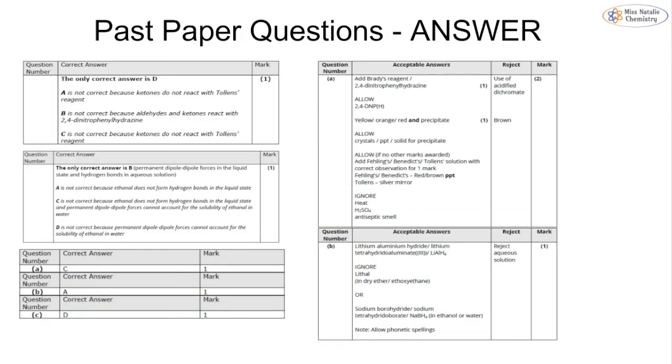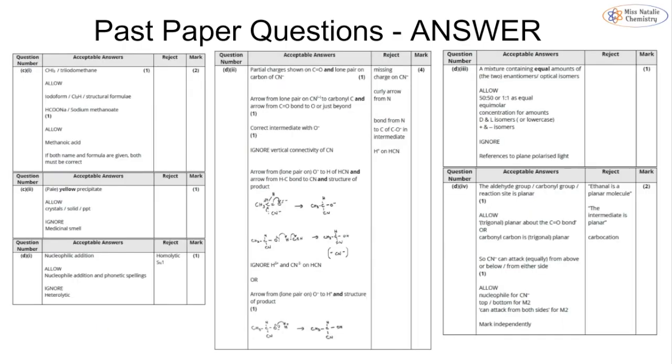So there's the mark scheme for the first couple of questions, and again you can see how the marks are breaking down for your Brady's reagent and the colour change, making sure that you say both of them. And in particular, I would pay close attention to the marks on the mechanism so that you can see exactly where the marks are breaking down for that. But that's everything for topic 15B, carbonyl compounds.